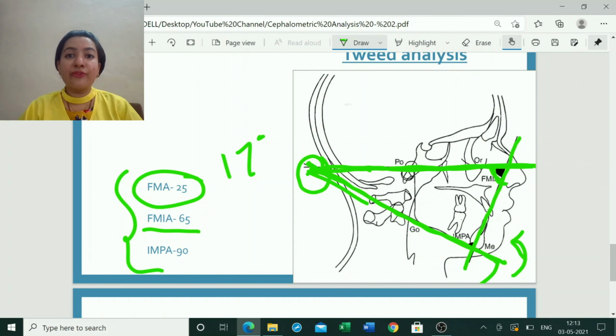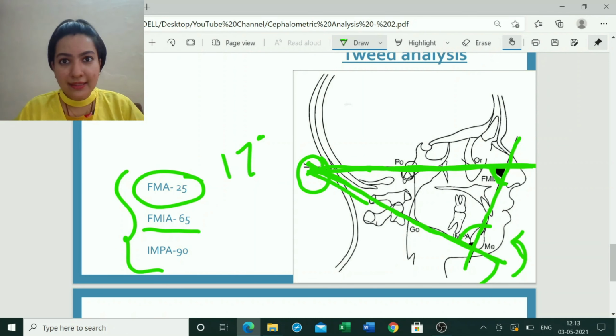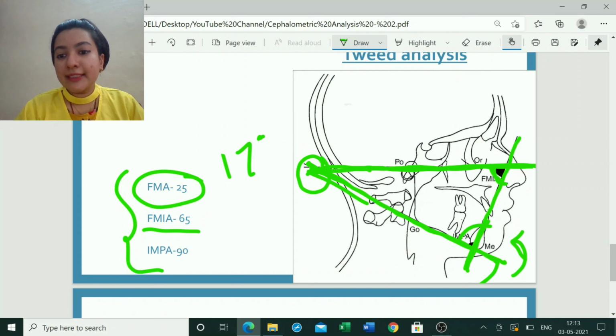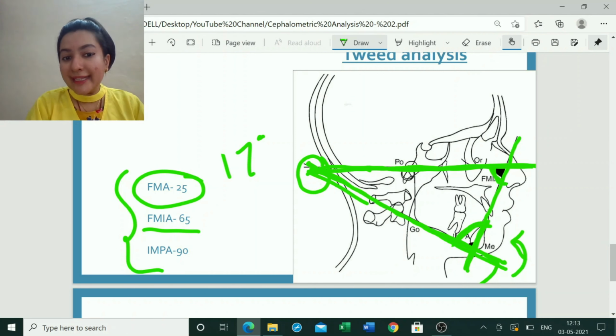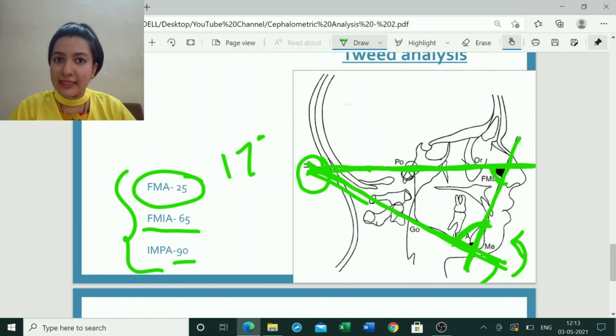Please note, now we are forming a triangle when we join these 2 lines and form the third angle, which is known as your IMPA. That is incisor mandibular plane angle. Why? Because one line is joining the long axis of the lower incisor, other is joining the mandibular plane. So this angle which we are getting becomes your IMPA. Okay, the normal value for IMPA is 90 degrees.